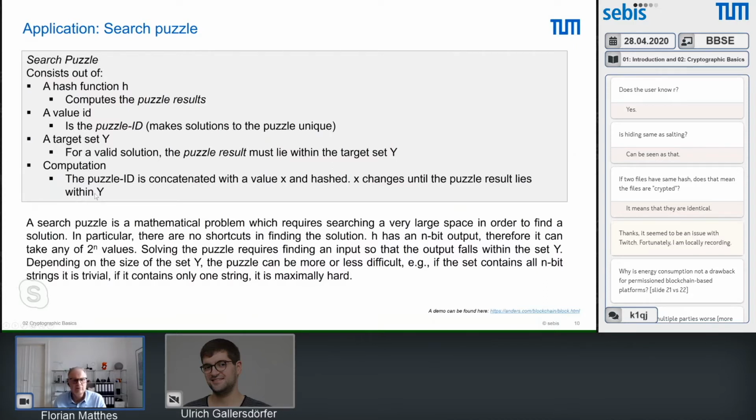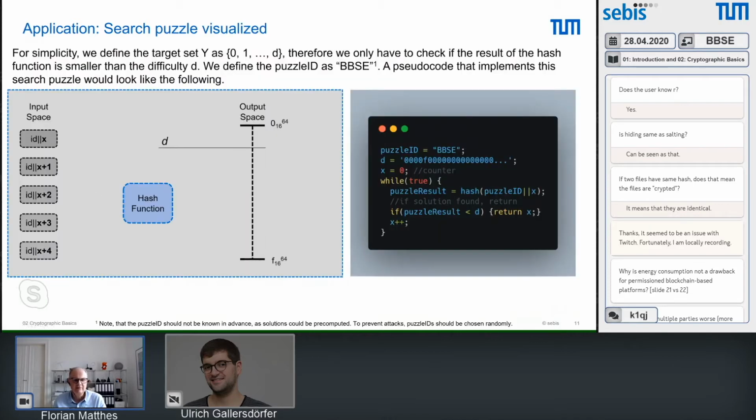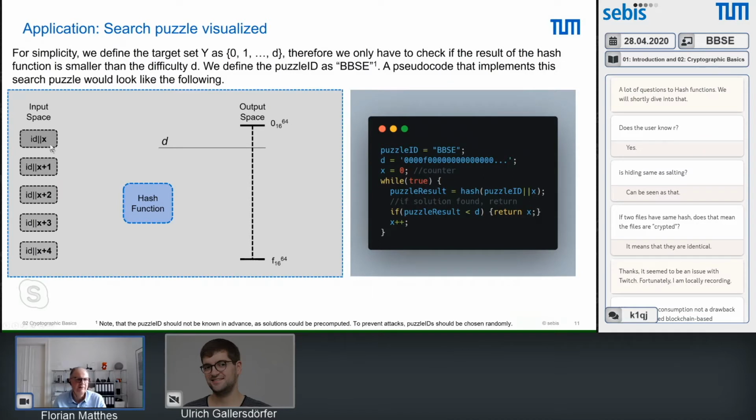I think we have a picture for that. So the idea is as follows. You have a puzzle ID here, and for this puzzle ID you compute the hash value, and you have an output space. The output space could be the whole set of possible hash values that come out. Let's say, for example, if you have a hash value with 64 bits, we would have a gigantic search space, from 16 zeros to FFF. So we have a search space which takes the whole space of 64-bit numbers.